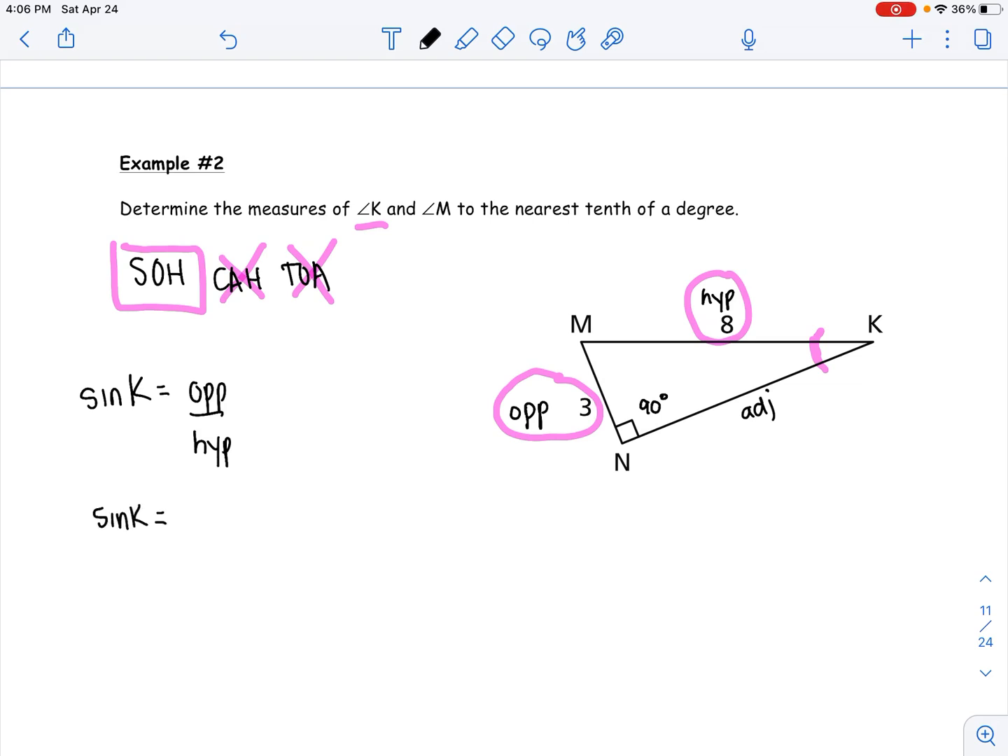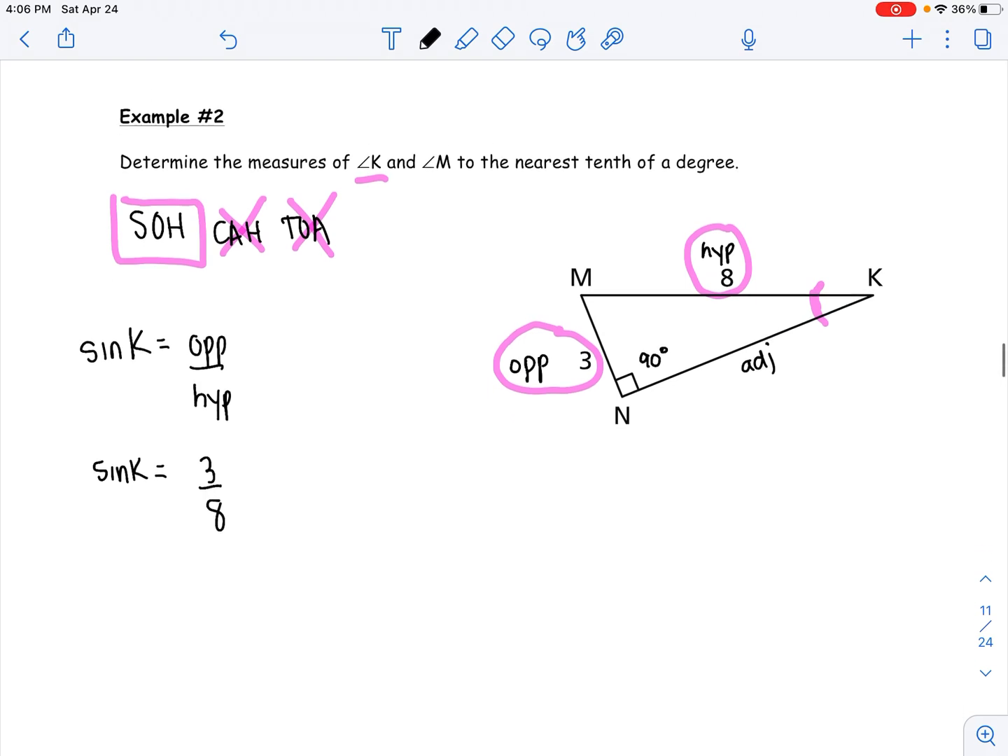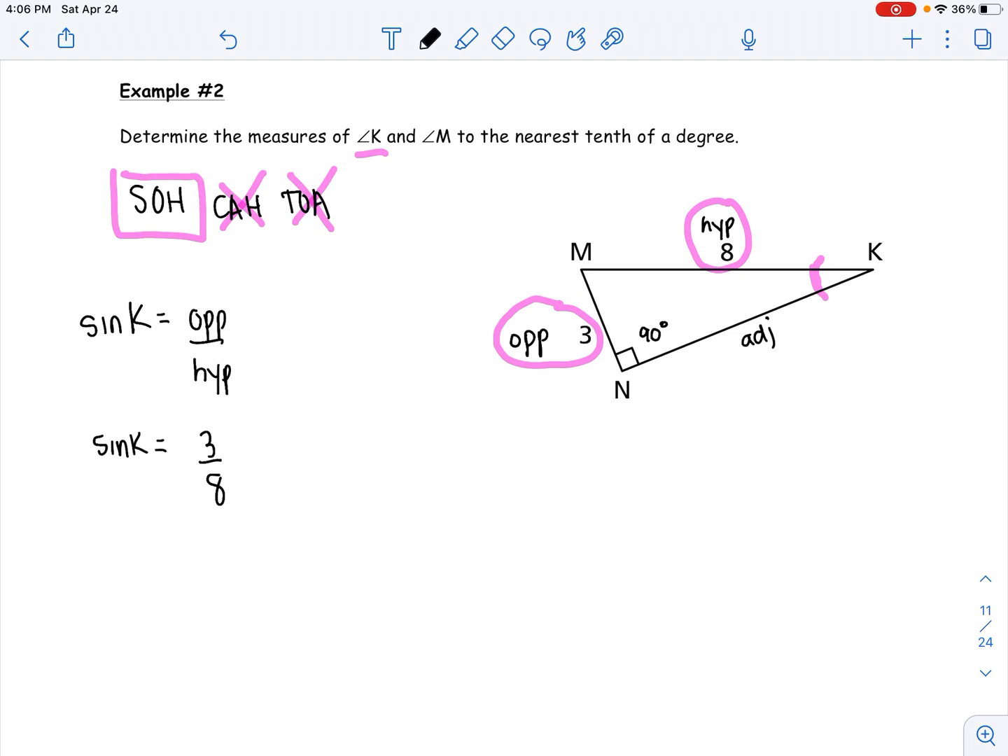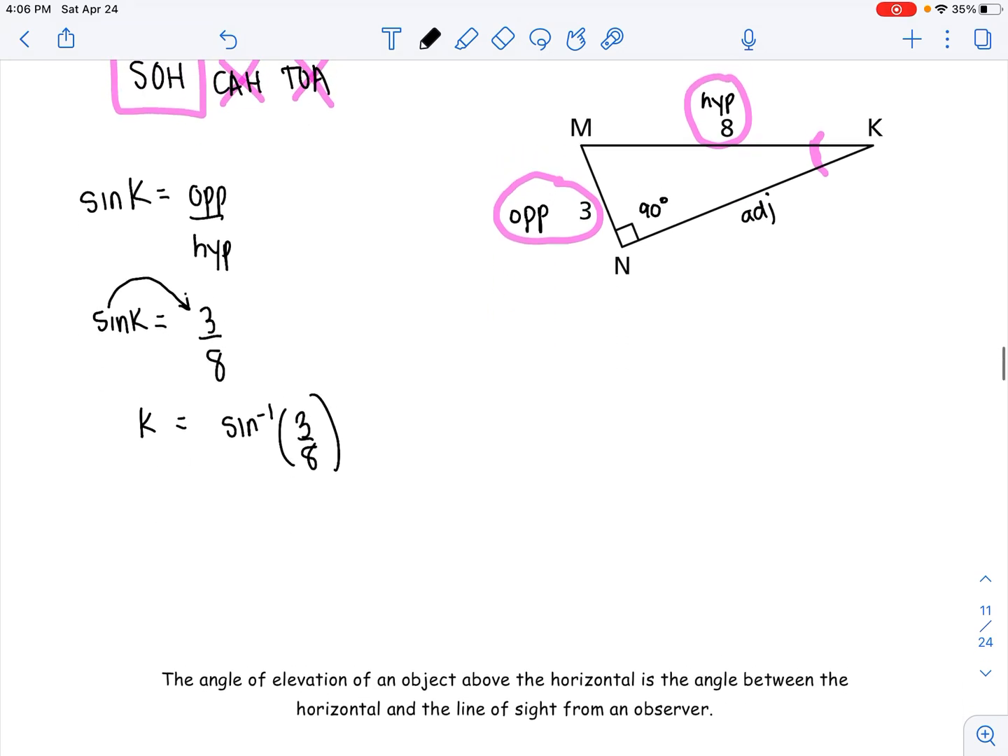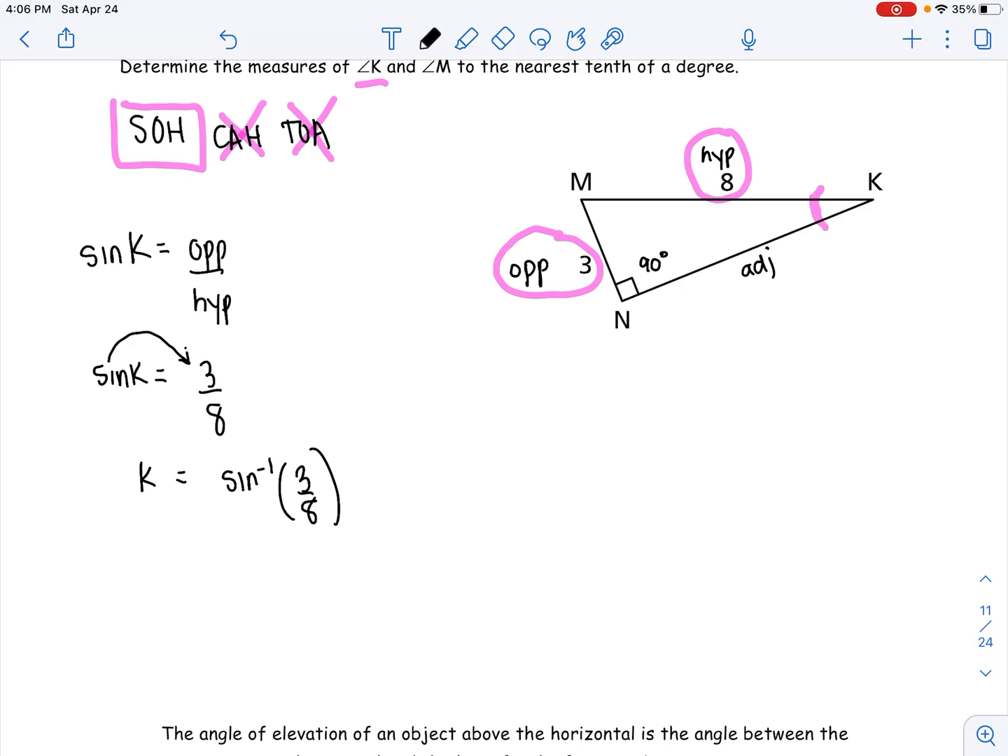K we don't know, but we do know our opposite side is 3 and our hypotenuse is 8. I mentioned above and in previous lessons that anytime you want to find an angle, you have to bring the ratio over to the other side and do inverse. So you're going to do sine inverse of 3 over 8. I just brought that sine to the other side and it becomes a sine inverse in front of the answer that you have on the right side. Whatever it is, if it's a decimal or a fraction, it doesn't matter as long as you do sine inverse of it. And this is where you switch to your calculator.